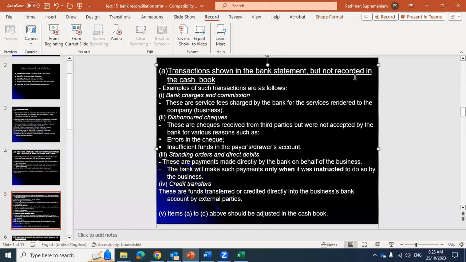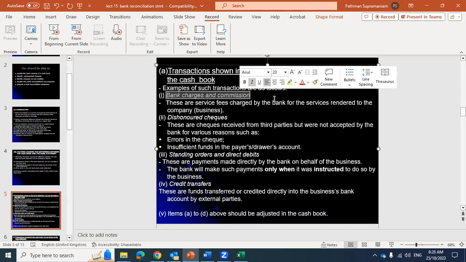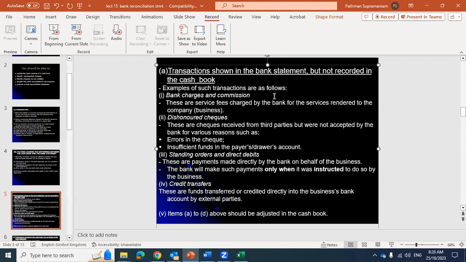There are a few terminologies that you have to be familiar with, right? Firstly, bank charges. When you do a transaction in the bank, the bank will charge you a fee, right? These are actually service fees charged by the bank for helping you to do the transaction. These fees would be immediately recorded in the bank statement when your transaction has been completed by the bank. So we have to go back to our office and record these charges in our cash book to keep up with the transaction in the bank statement.